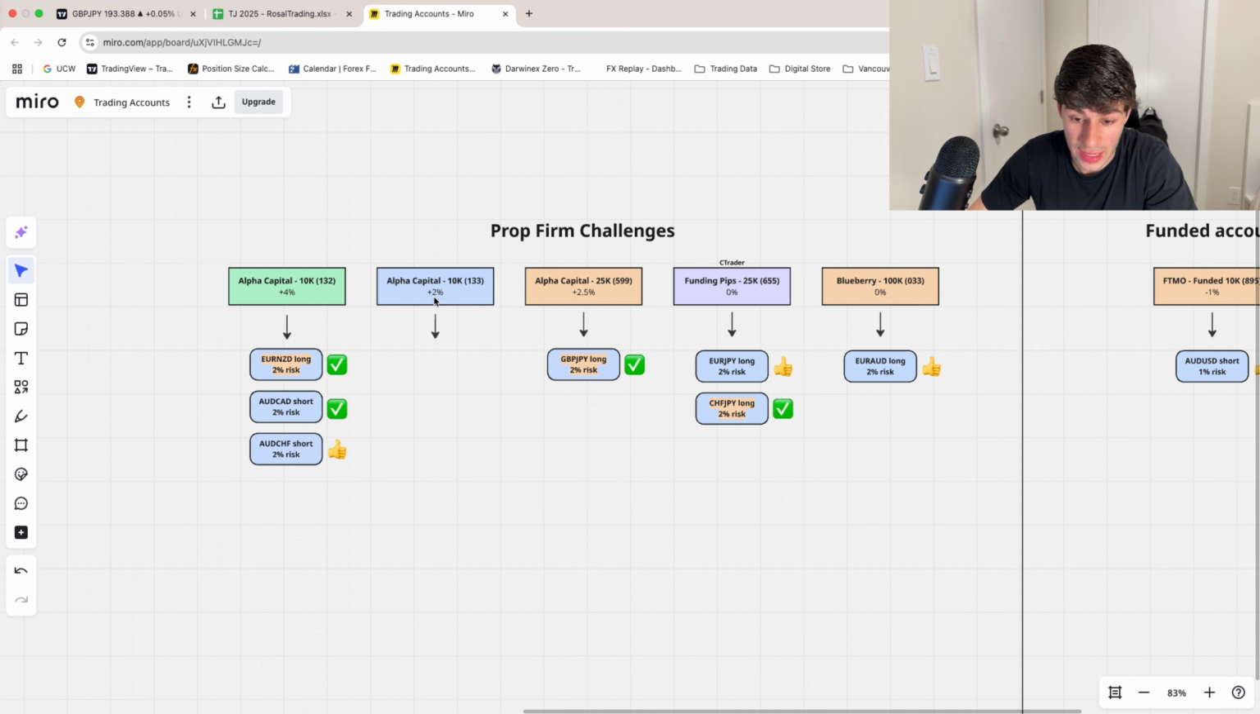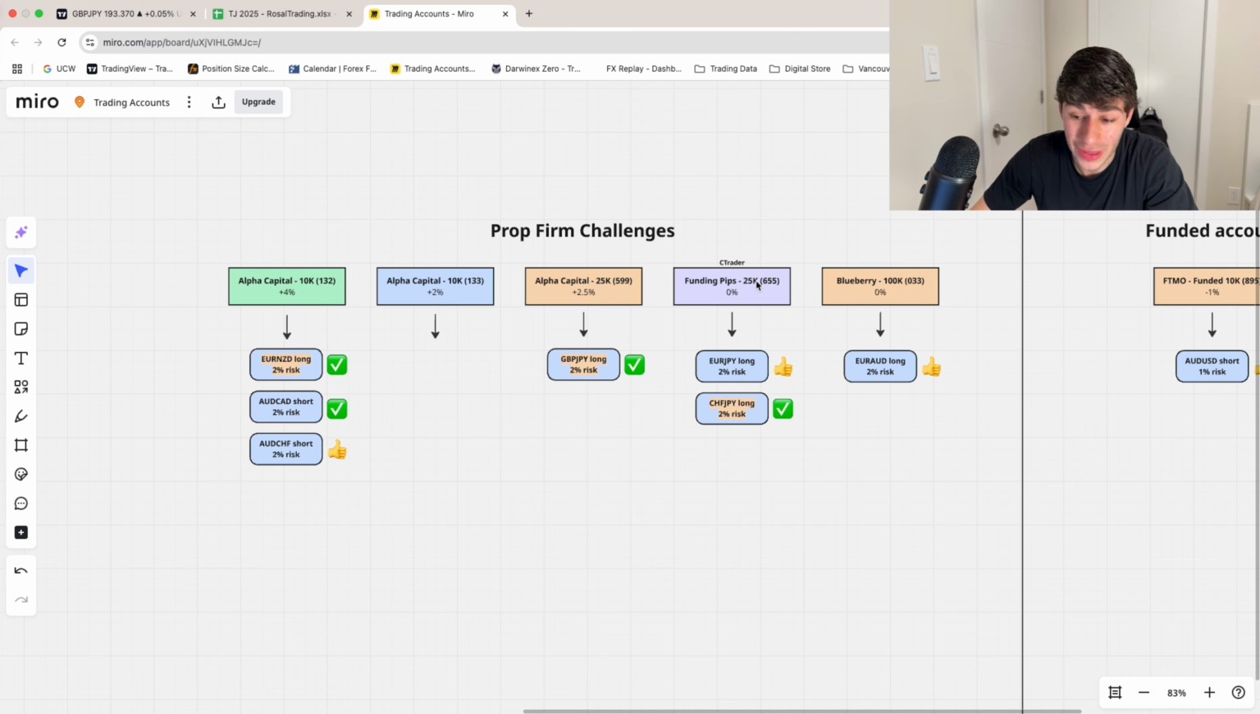We were 4% actually, but now we're 2% because we lost 2% on that one. Then this 25K account, I'm 2.5% up, but I currently have GBP JPY running, which is the trade I'll show you. Actually, I haven't shown you that, but I'm going to show you in a second. So I have this running trade that is risk-free already in this specific Profirm challenge.